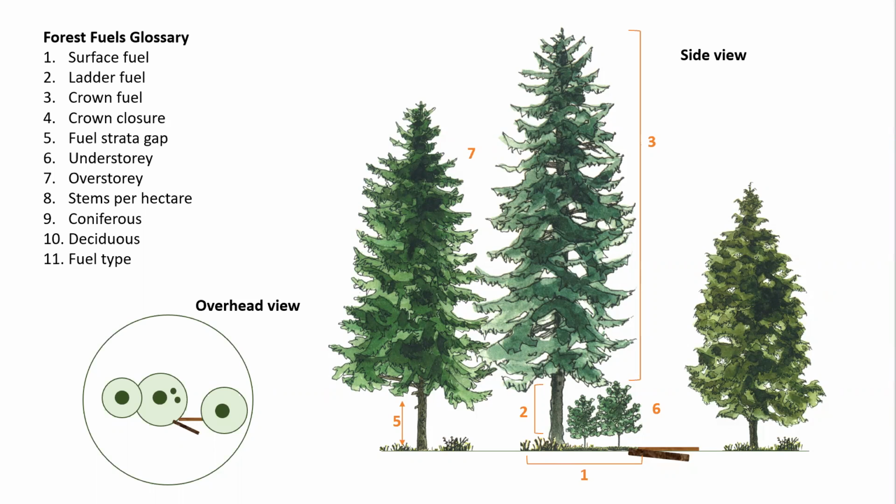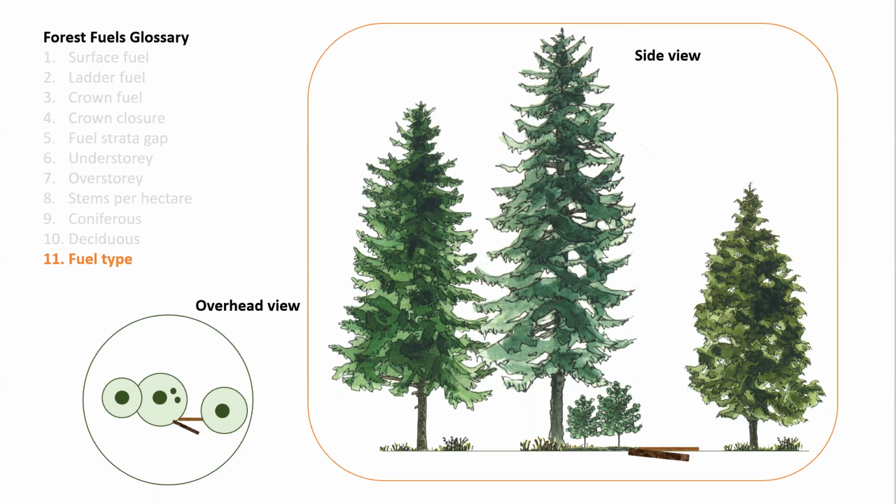These traits tend to vary at the scale of a forest stand, which is an area of similar forest cover, usually sharing a common origin, such as a wildfire or a windstorm. Concepts like surface fuel, ladder fuel, and crown fuel describe the different parts of a forest and their role during a wildfire. Fuel strata gap and crown closure tell us how far apart these pieces are. Measures of density like stems per hectare can be used to assess overall fuel volume, and tree species also influence fuel characteristics because coniferous trees are broadly more active during wildfire than deciduous ones. But the most important concept in our glossary to understand is the fuel type, that last one.